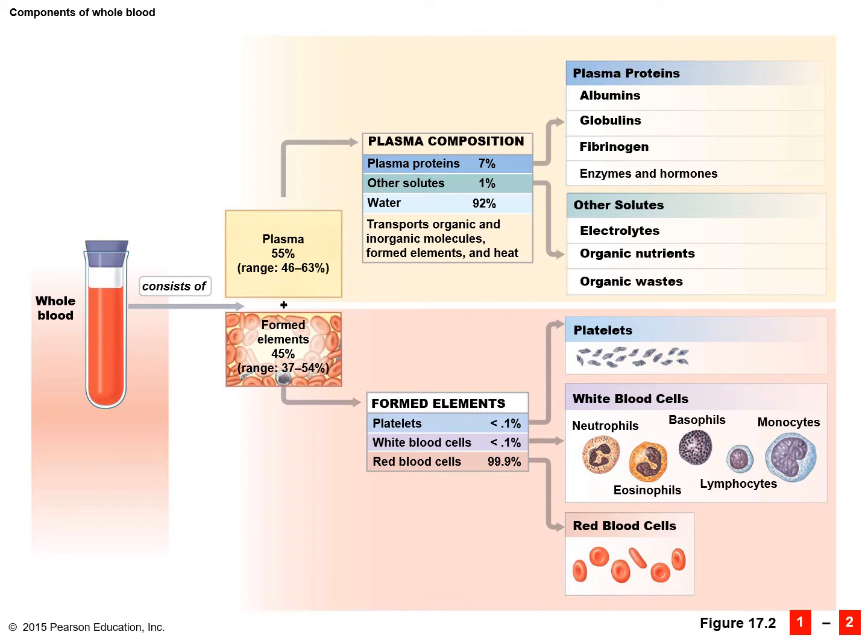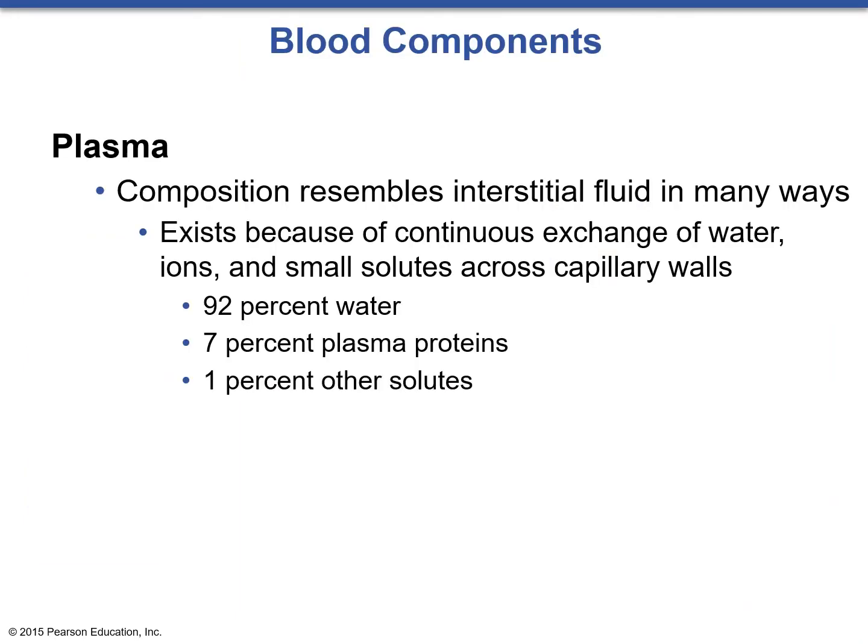Plasma itself is composed of plasma proteins and a variety of other solutes, but mostly water. The plasma proteins are albumins, globulins, fibrinogen, and then there's some different enzymes and hormones that are in there. The different solutes that plasma contains are electrolytes, so salts, potassiums, different phosphates, calciums, other organic nutrients and organic waste that need to be processed in the body. Formed elements are composed of platelets, white blood cells, and red blood cells, and we'll talk about those a little bit more. Let's start with plasma.